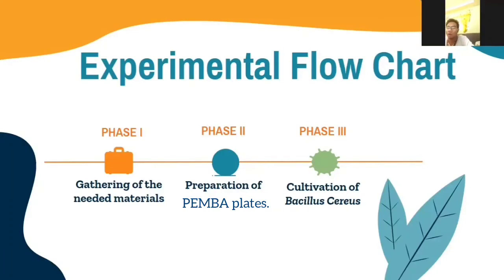Next, we are going to present to you the experimental flowchart of our study. First is phase one, which involves the data gathering procedure. This research is about using goosegrass, Eleusine indica leaves extract as an alternative for the primary stain in Schaefer-Fulton method. For the researchers to test the efficacy of the said extract, cultivation of Bacillus cereus will be performed.